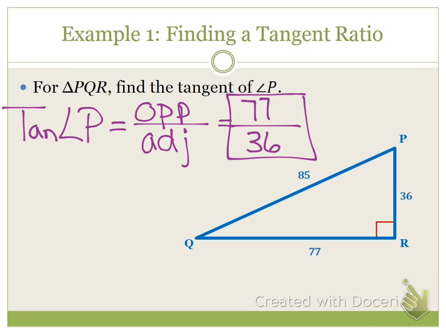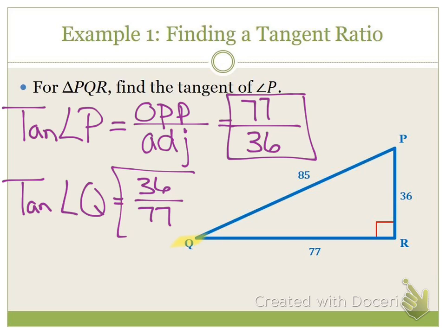All right. Now do the same thing for tangent of angle Q. Which side value now is opposite to angle Q? Which side? 36, right? Opposite. Okay, and which one is adjacent? So now it's just a switch, 36 over 77. Who got that right? 36 over 77.